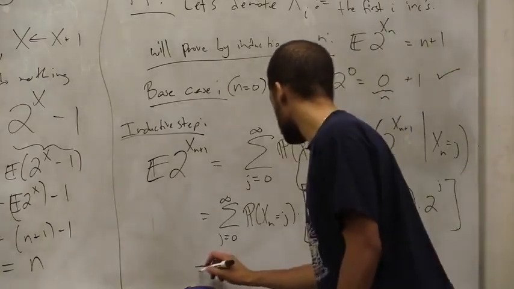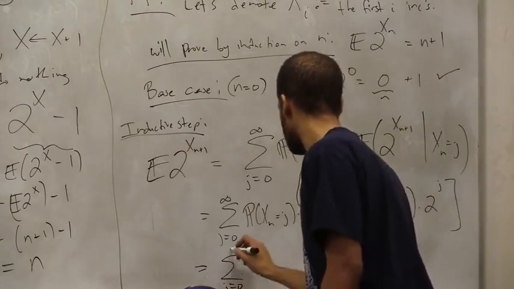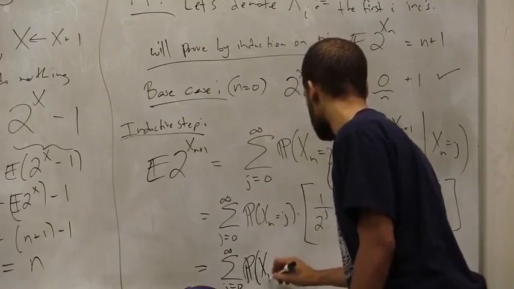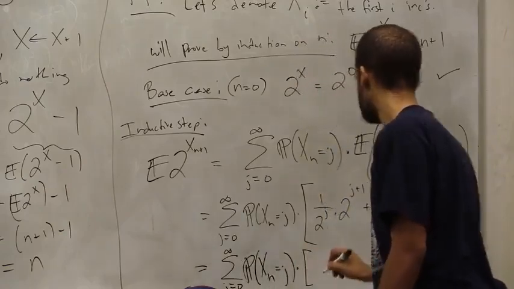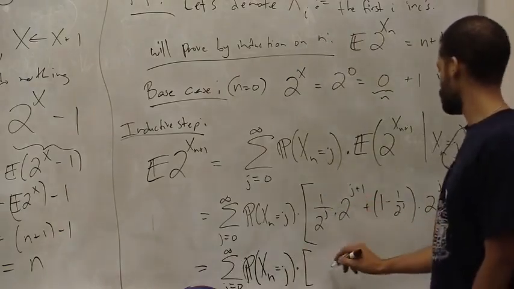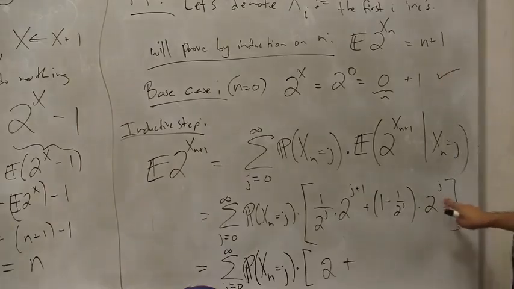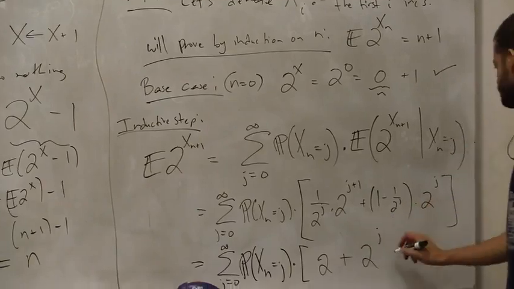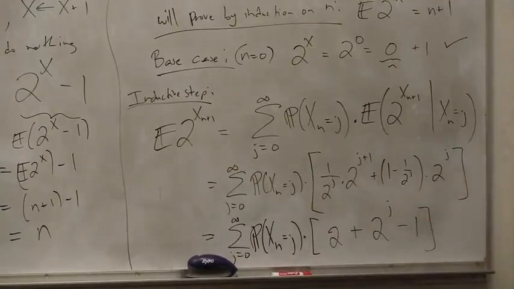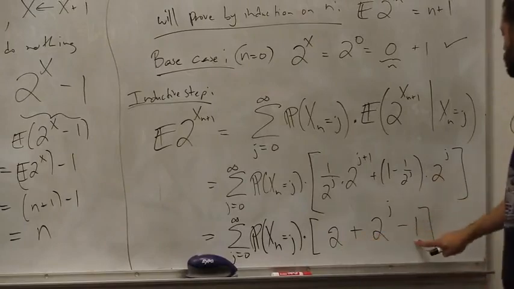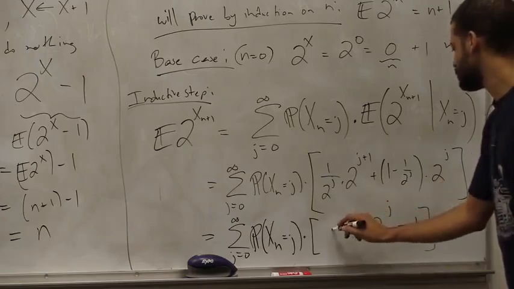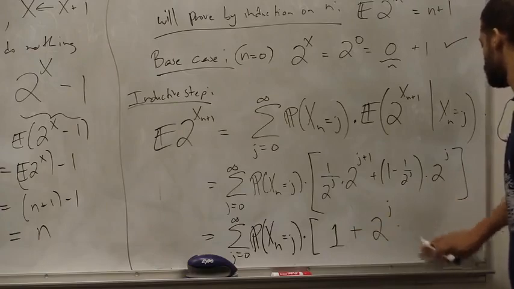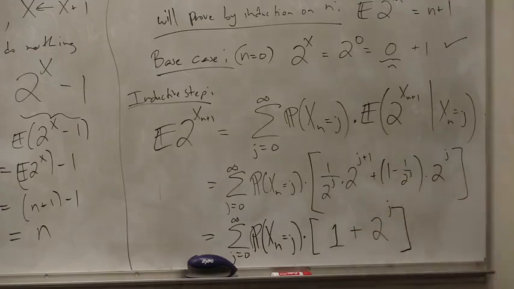So this is equal to now the sum j goes from 0 to infinity of the probability that xn is equal to j times, this is just 2, plus 2 to the j minus 1. Right? Because I have 2 to the j divided by 2 to the j is 1. So the 2 minus 1 is just a 1. So let's put a 1 here. Okay. So let's go to this board.